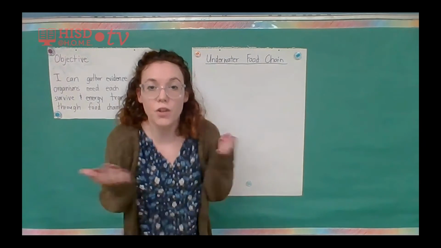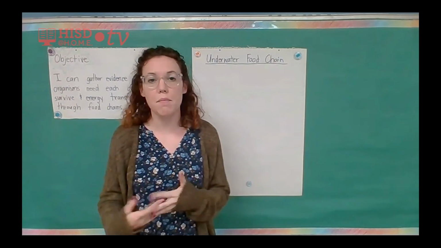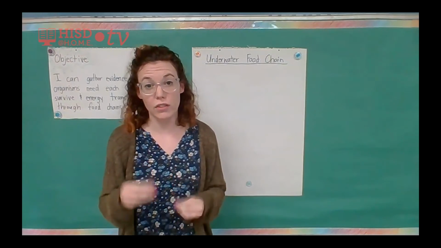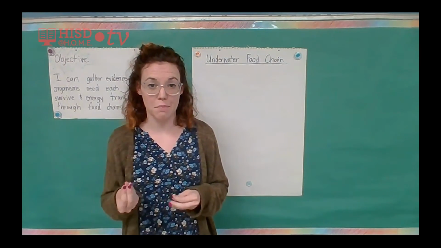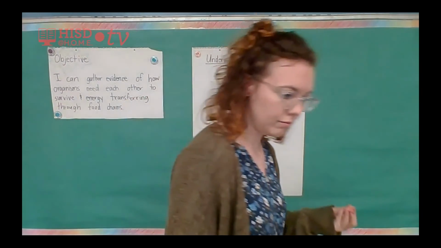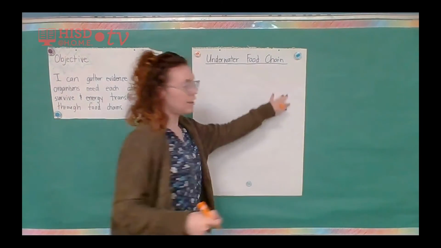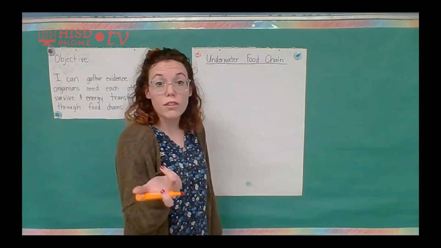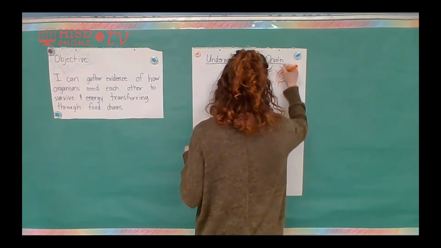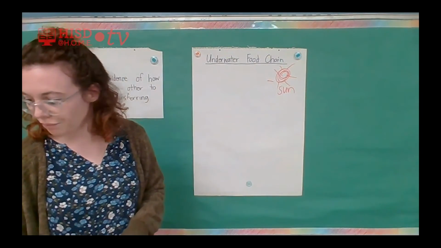Okay, so an underwater food chain, we still need to have producers. We still need something that creates energy using the sun. Even though underwater it can get really, really deep and dark, there's still ways for it to happen. So we still need to start with the sun. I'm going to start it over in this way just to show it can go all different ways. Our sun. You have 30 seconds to draw your sun.